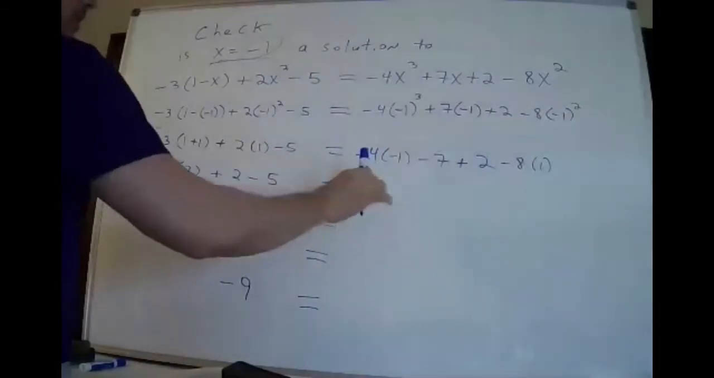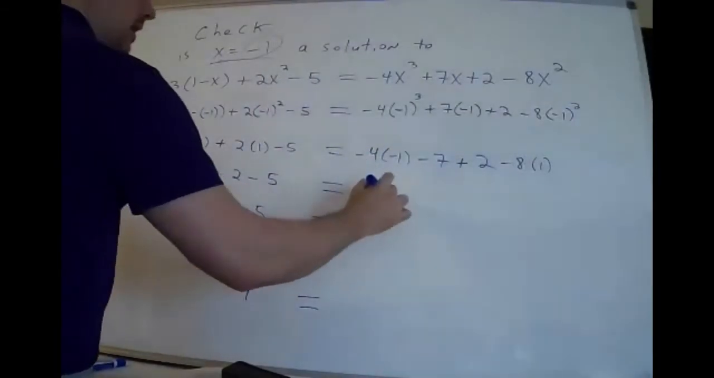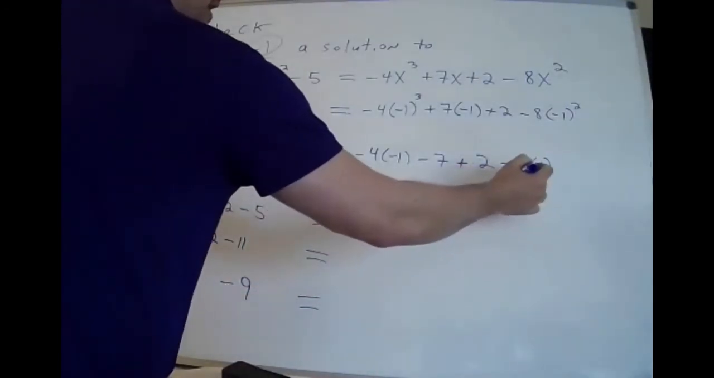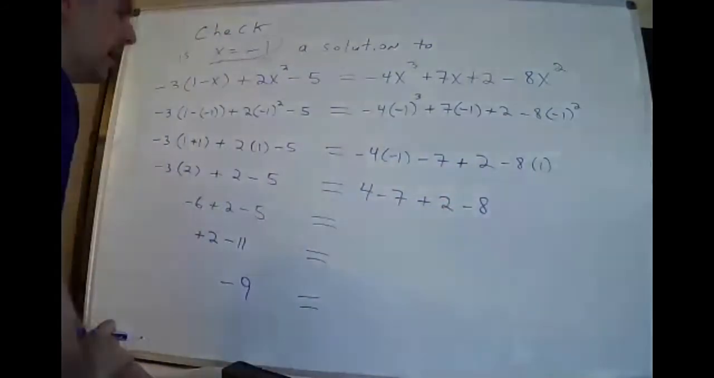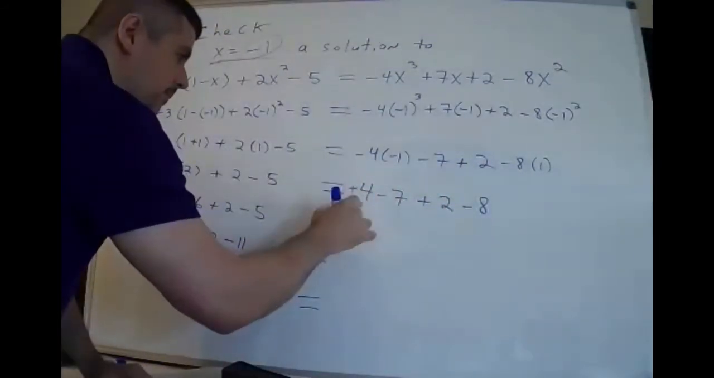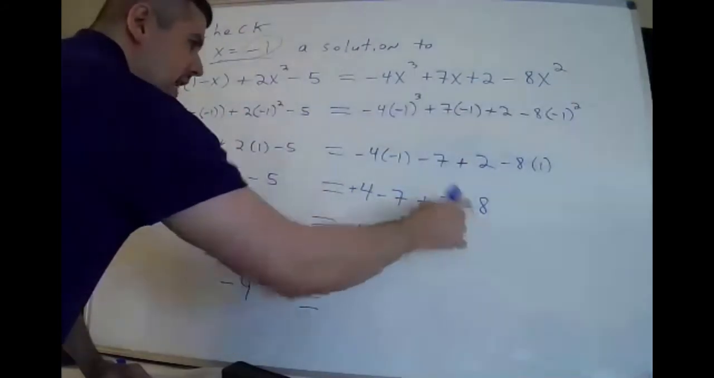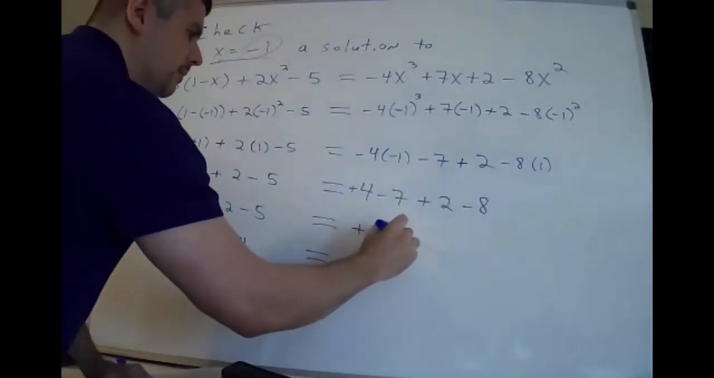Now I can do the multiplying. -4 times -1 is +4. -7 is hanging out. You have a +2 there hanging out. And then -8 times 1, I mean, hello, -8. Now let me collect my pluses. +4 and +2 is +6. -7 and -8. What do? You add the numbers and you keep the sign. 7 and 8 make 15.